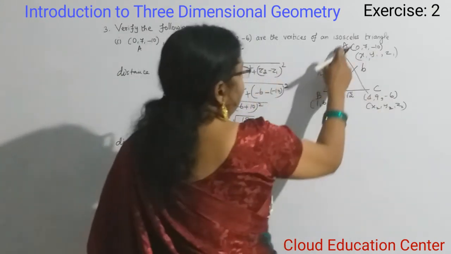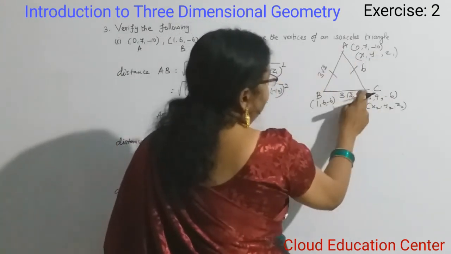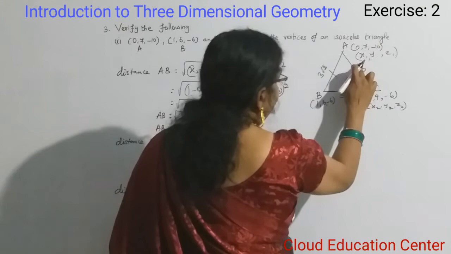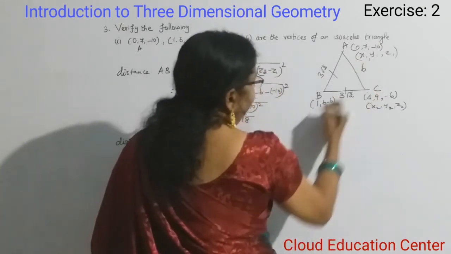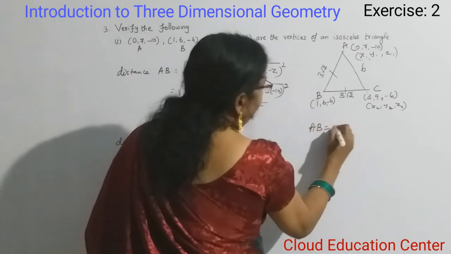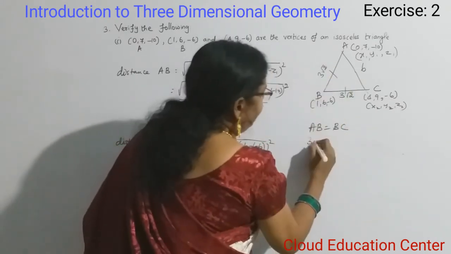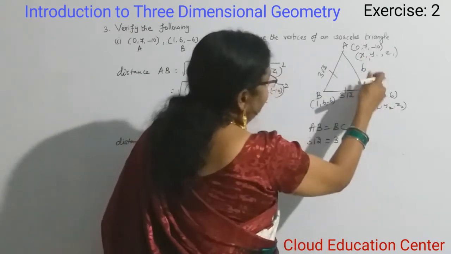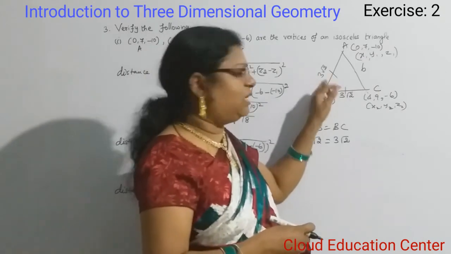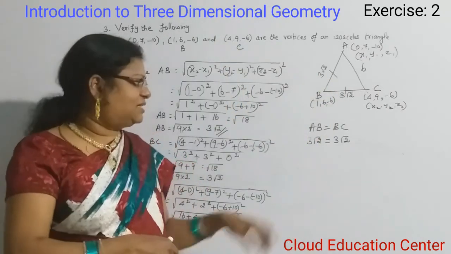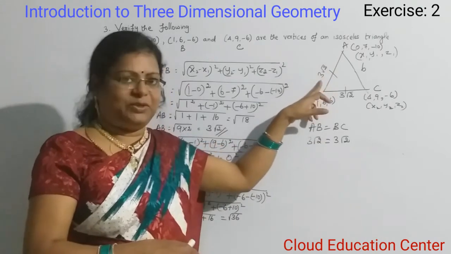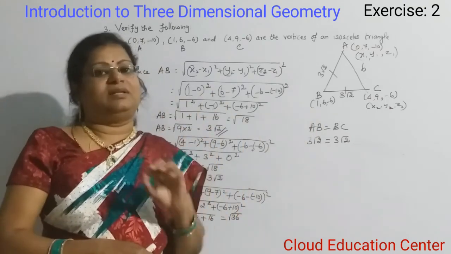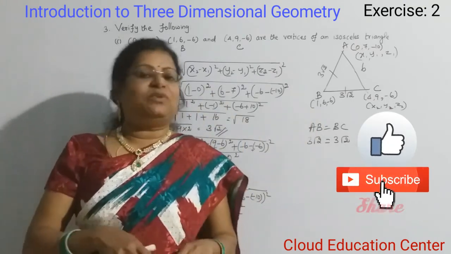So the distance between AB is 3 root 2, the distance between BC is 3 root 2, and the distance between AC is 6. Here these two are the equal values, not this. So what are we concluding from this? AB is equal to BC: the distance between AB is 3 root 2, equal to the distance between BC, 3 root 2. But AC, if you take, is 6, which is different. So two values are the same. Both are equal, so the given points are the vertices of an isosceles triangle. So we have verified it.